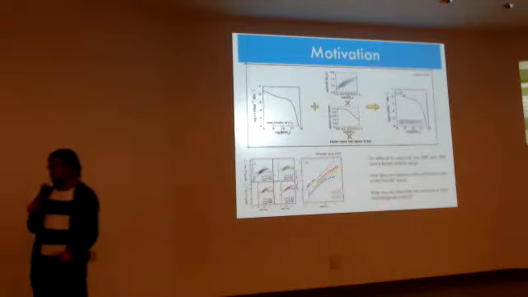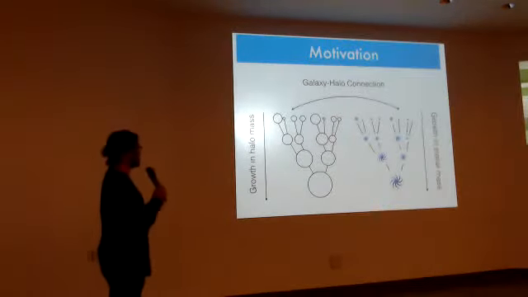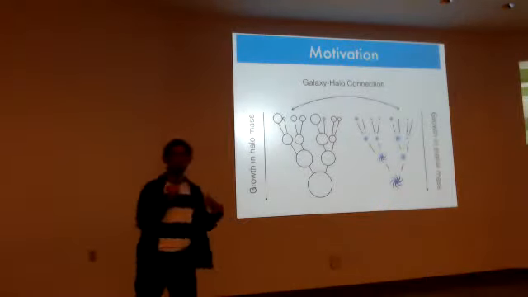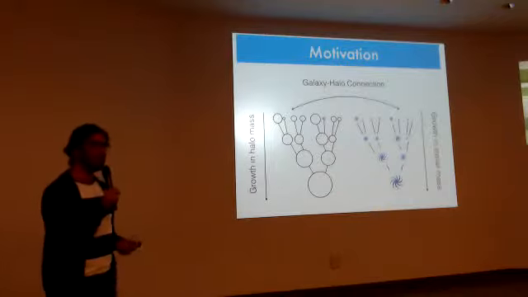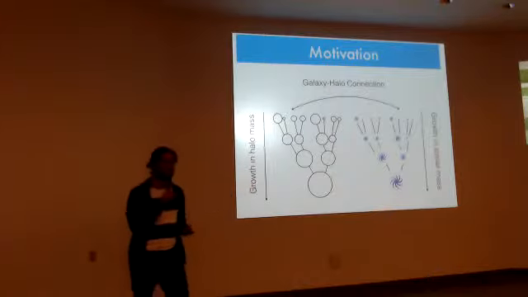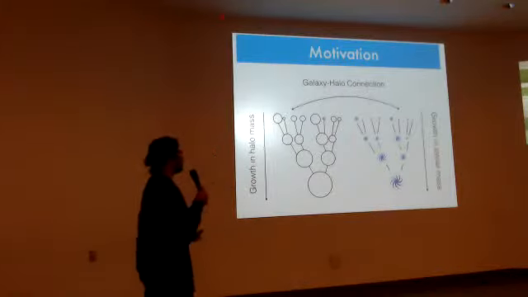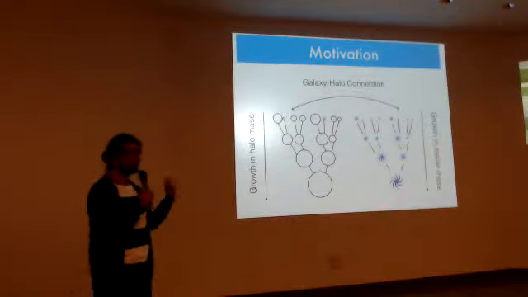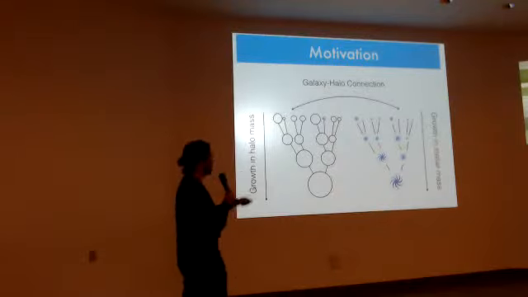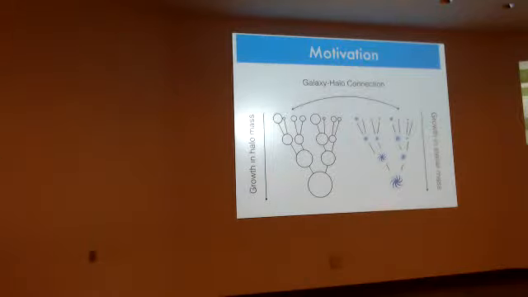So a simple way that I thought would be interesting is to use the dark matter halos as the clocks for the evolution of the galaxies. For example, if we have a way to connect the galaxies with the dark matter halos, then we can use the growth of the dark matter halos as a clock to see how the galaxies are evolving in terms of stellar mass, for example. And this is what we did.